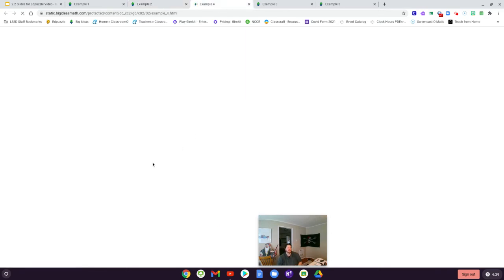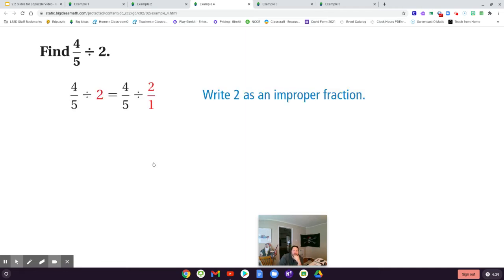Try this one. It is, where is it? There it is, 4/5 divided by 2. Okay, what's the first thing you want to do? Yeah, first thing you want to do is rewrite that 2 as a 2/1. Okay, so once you got the 2/1, then you got to do the next step. Remember the little shortcut jingly thing, which I should have paused and had you take notes on. I'll add that into the Edpuzzle. So it's keep, change, flip.